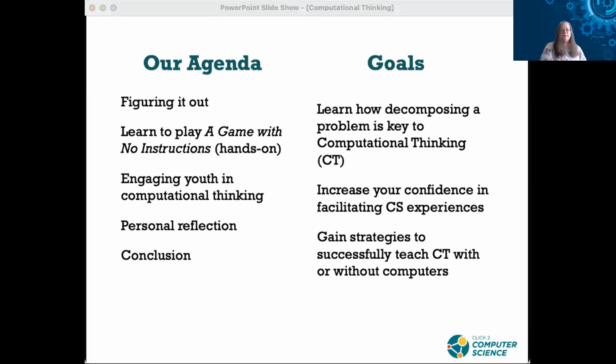Our agenda for today is on the left, and then the goals that we have are on the right. I'll just give you a moment to look at that. The hands-on activity is learning to play a game with no instructions. And so the first thing we're going to do is start out with an unplugged computer science experience that Sandra is going to lead us in.